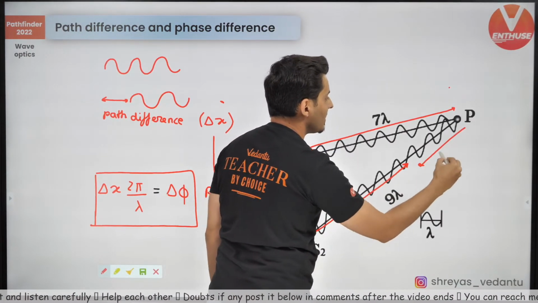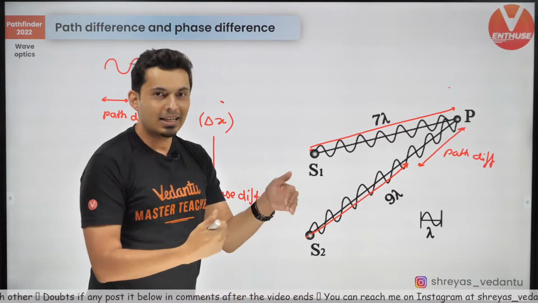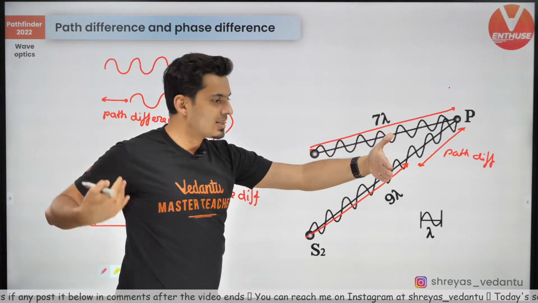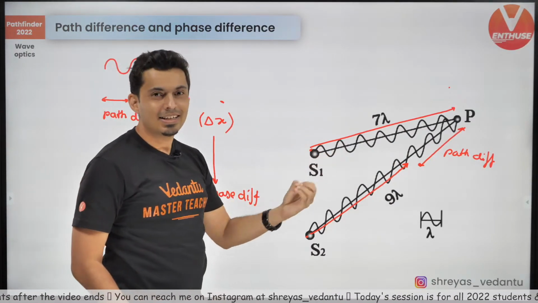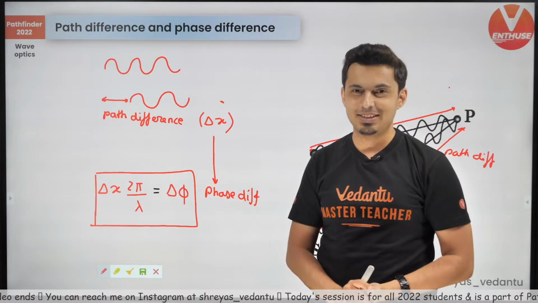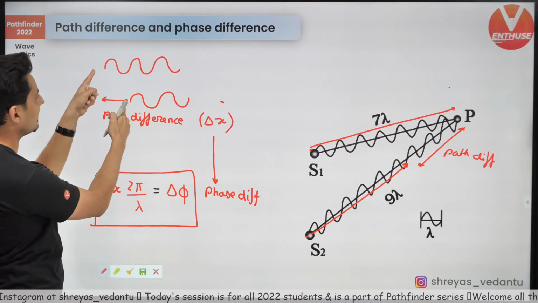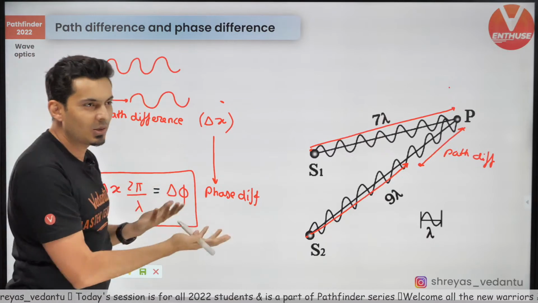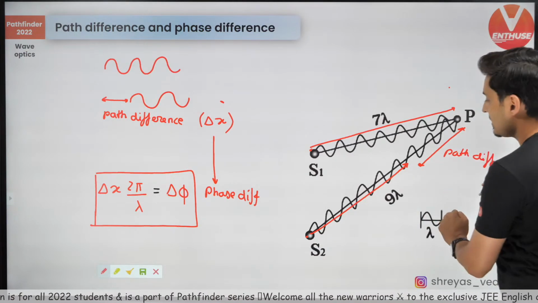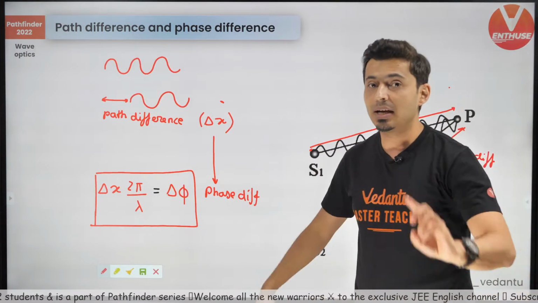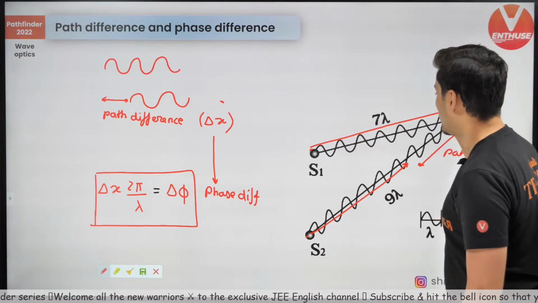Don't you see there is some path difference over here? Don't you see that there is a lag? The first wave reaches, the second wave reaches after some time. That lag creates phase difference. So that lag in the distance is nothing but the path difference. One wave is in front, one wave is behind. It's basically a lag in distance. So this lag, or the difference of the distance traveled by two waves before interfering, before meeting, is called the path difference. I hope that is clear.